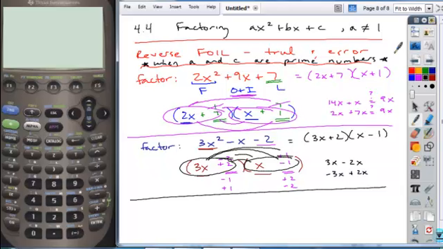Okay. All right, so let's take a look at the case where this method is not all that efficient. Okay, I want you to try this on your own. So 4x squared plus 11x plus 6. See if you can factor that expression, please.